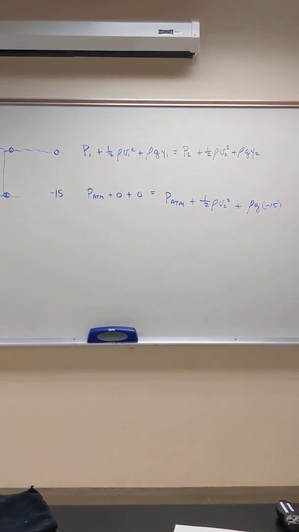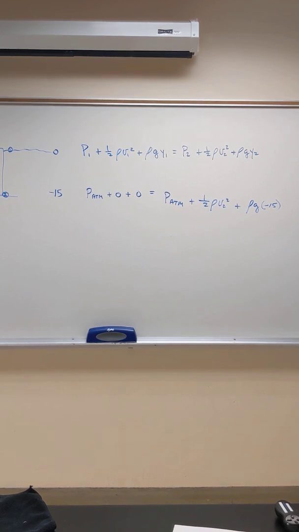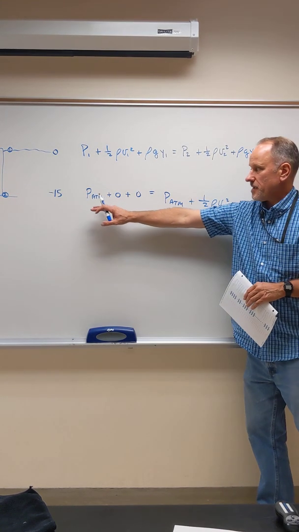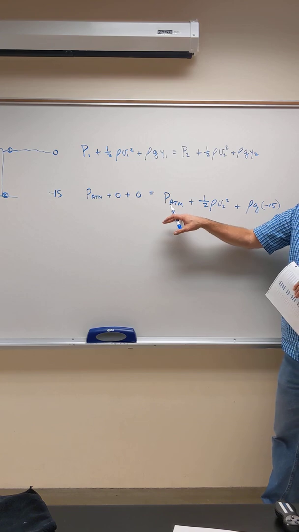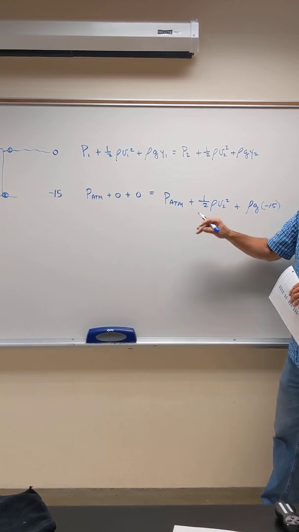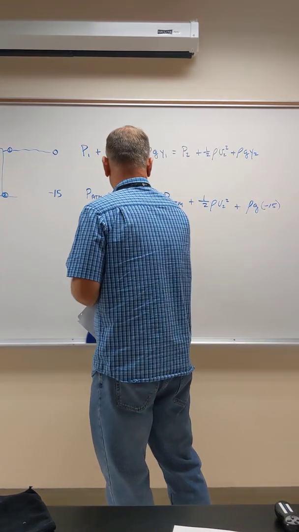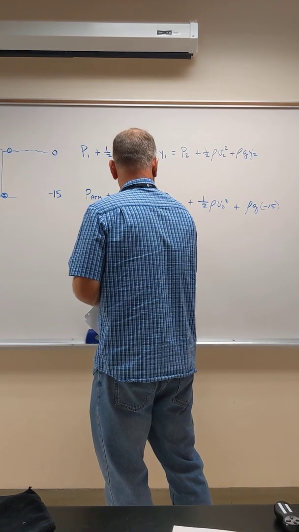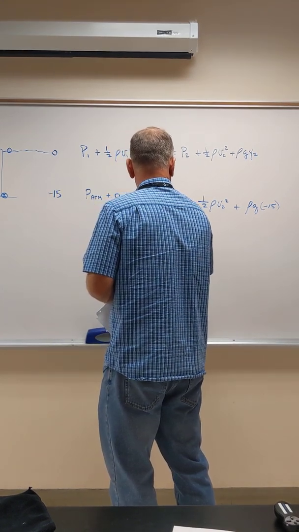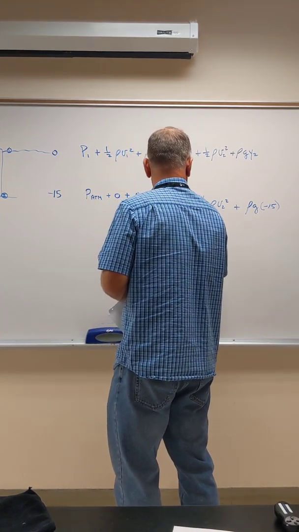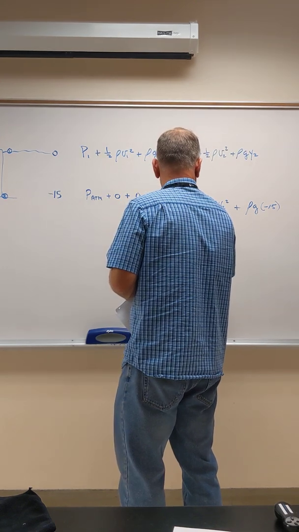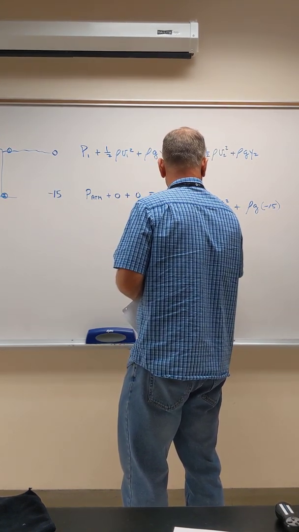So what do you notice about this problem, first of all? You can set it equal to 0. Yeah, the atmospheric pressure is the same on both sides. Go ahead and subtract that from both sides. So it turns out that I get 0 equals 1/2 rho V2 squared minus rho g times 15.